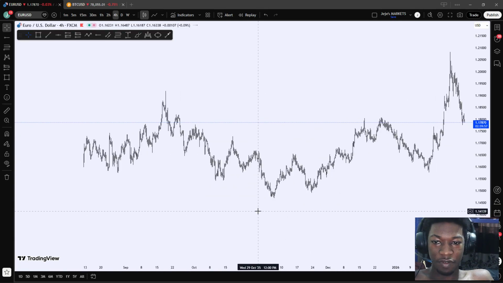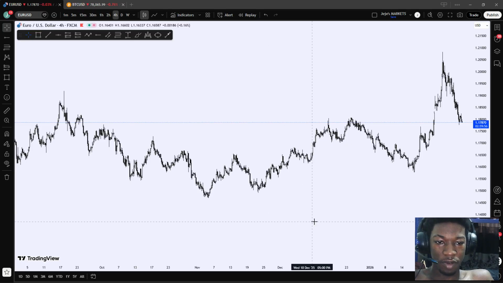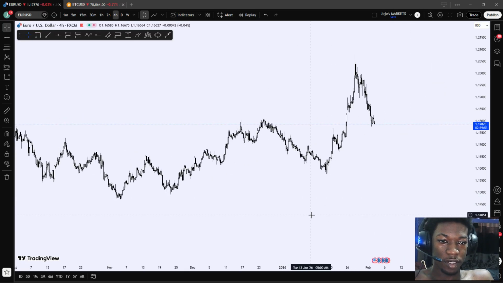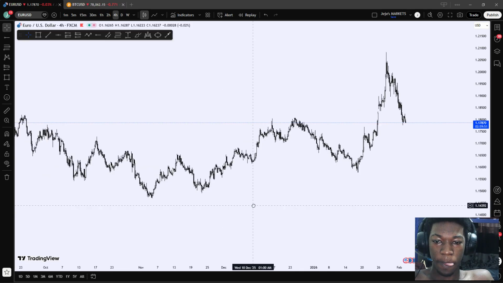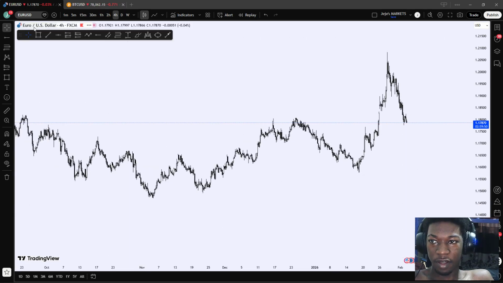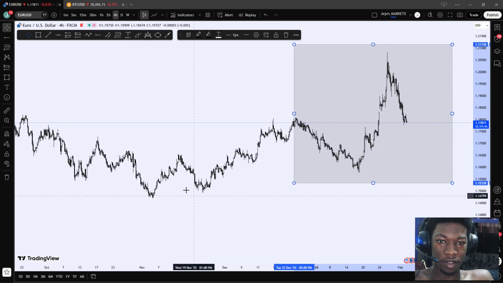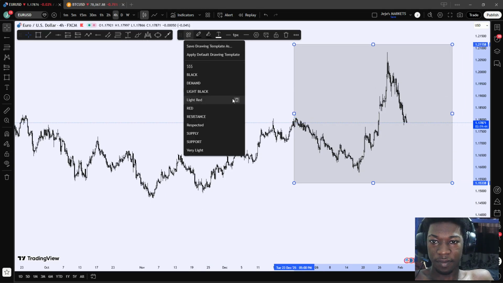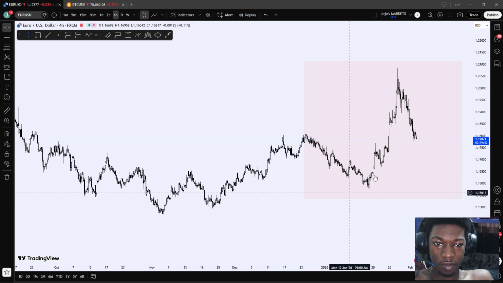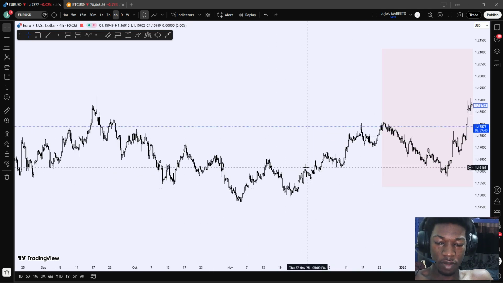First things first, you want to spot the direction of the trend. That's the first thing. Is this an uptrend or a downtrend? But before we get to this part over here, let's first ignore all of this right here. Let's ignore that. Let's focus on this one first.